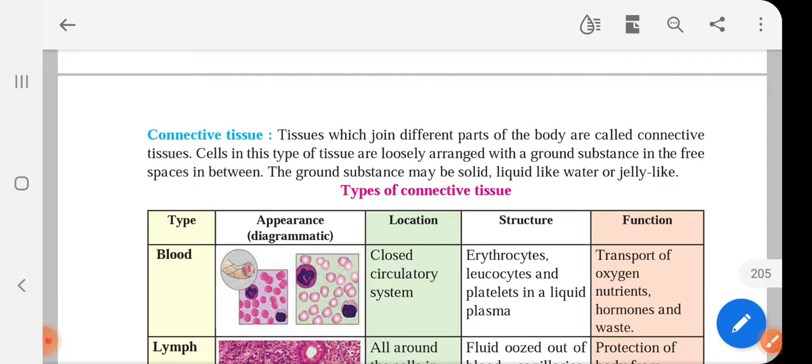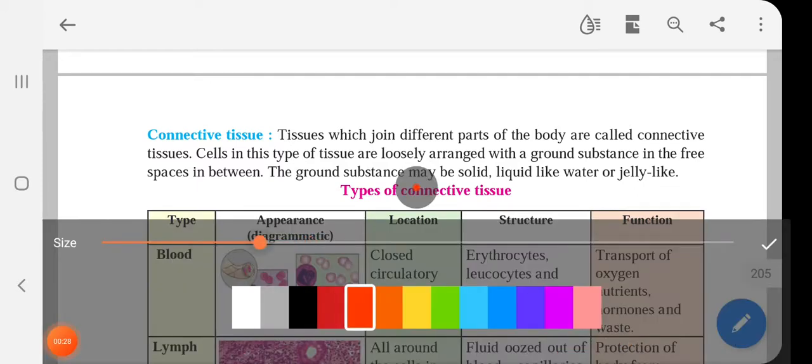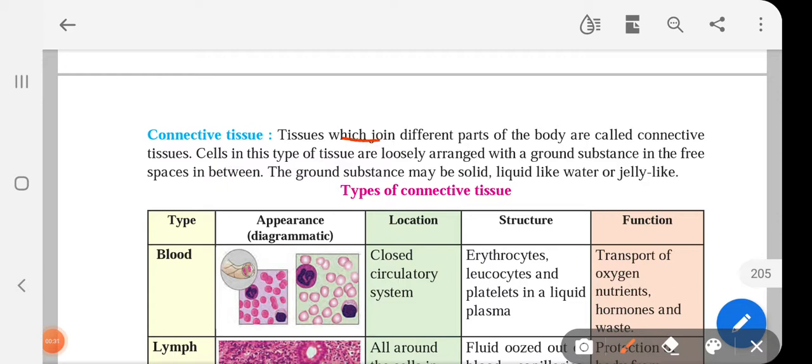Dear students of Standard 9th, in the last lecture we had a discussion on types of epithelial tissue. Today we are going to discuss another type of tissue, connective tissue. This tissue joins different parts of the body, and as they join different parts of the body, they are called connective tissues.